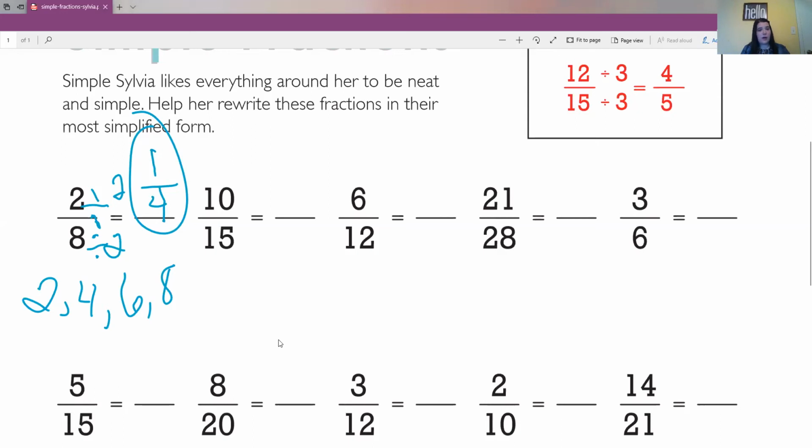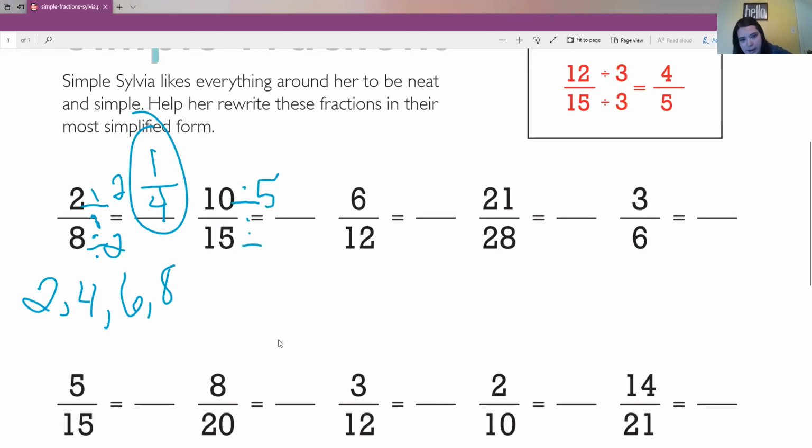So now go to 4. Can you divide 10 and 15 by 4 without getting a remainder? You can't do that either. So now we move on to 5. Can you divide both 10 and 15 by 5 and get an answer that does not have a remainder? Yes, you can. Because 10 and 15 are both multiples of 5.